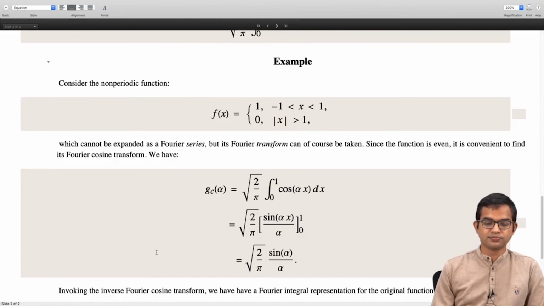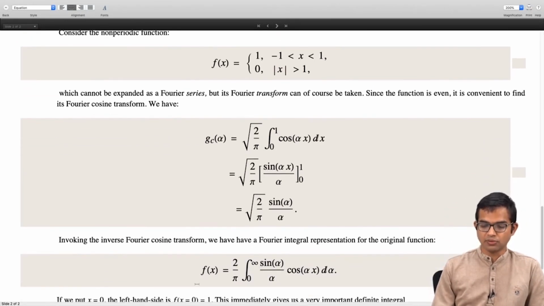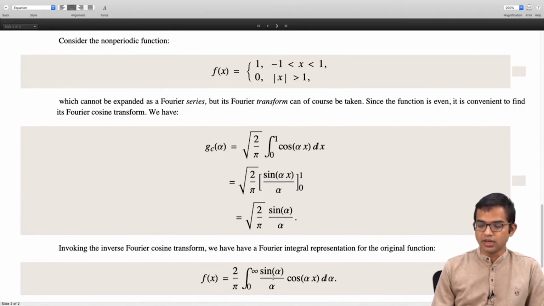If we invoke the inverse Fourier cosine transform, if gc of alpha is the Fourier cosine transform of f of x, then f of x must be the inverse Fourier cosine transform of gc of alpha. Which means f of x can be written as this Fourier integral: 2 by pi integral 0 to infinity sine of alpha divided by alpha times cosine of alpha x d alpha. This result immediately yields a very useful integral which appears in many contexts, and that is obtained by putting x equal to 0.